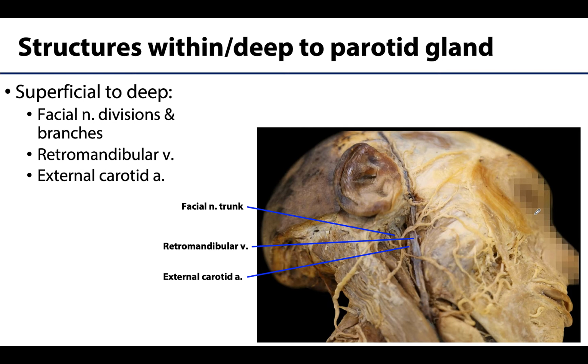Okay, there will be three main structures which are embedded within or deep to the parotid gland, and we'll start from superficial and work our way deep. So the most superficial within will be the facial nerve trunk, and its branches that will expand all over this region. Then next, so kind of intermediate, will be the retromandibular vein. And then deepest, and it is quite deep, is the external carotid artery.